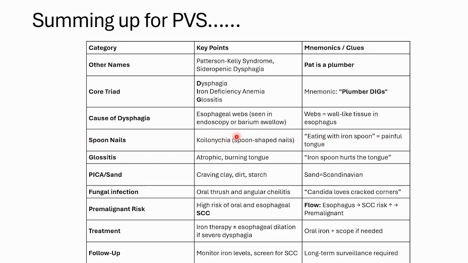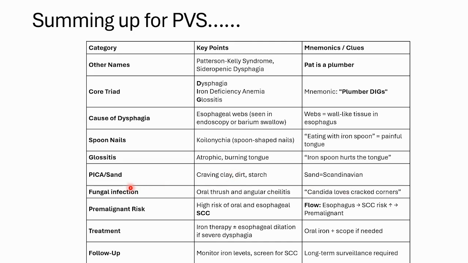As a result, they will have discomfort in their tongue, a burning tongue or atrophic tongue, and they have a craving for sand or clay material, pica. And here's sand, it's similar to Scand or Scandinavia. So this says that PVS has a higher predilection for Scandinavian and Northern European women. And when you eat with a spoon made of iron, it's obvious that you're going to get a fungal infection. Whenever it comes to fungal infection, the most common ones are oral thrush or oral candidiasis and angular cheilitis on the corners of the mouth.